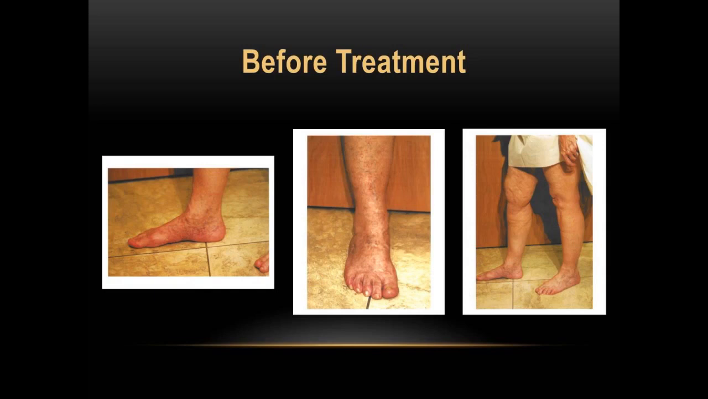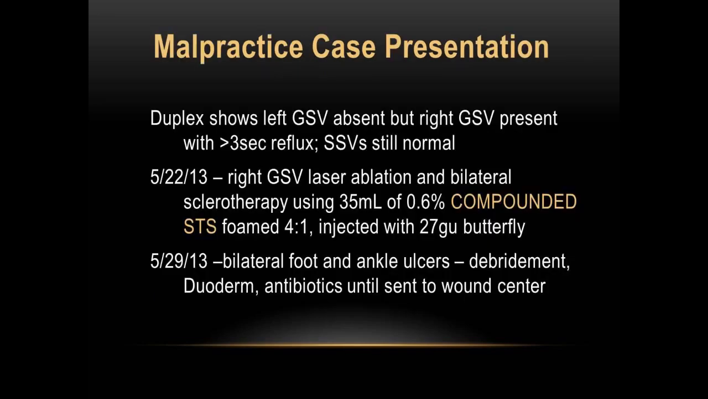These are her images beforehand. You can see there are some varicosities, particularly in the ankle and foot. So a new duplex scan, this is 2 years after the apparent bilateral great saphenous vein ablations, showed a left great saphenous that was absent, but the right great saphenous was present with greater than 3 seconds of reflux. So in May of 2013, on the 22nd, she had a right great saphenous vein laser ablation and had bilateral sclerotherapy using 0.6% compounded SDS foamed in a 4-to-1 ratio.